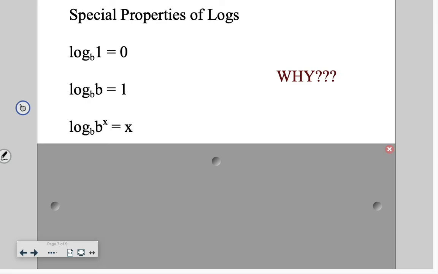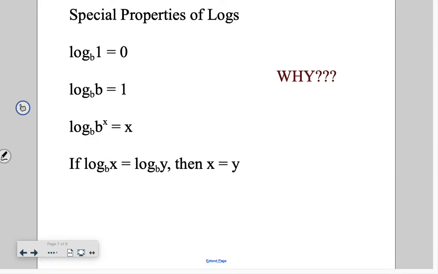And the last one, which we haven't dealt with yet, but it's going to come into play, especially as we move forward, is if two logs are equal to each other and they have the same base, that means their arguments will be equal to each other. If log base v of x equals log base v of y, that means x must equal y. That's going to come into play when we're starting to solve equations.